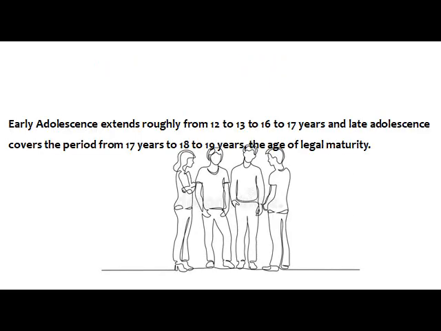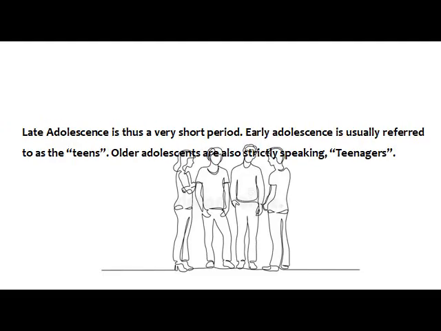Early adolescence extends roughly from 12 to 13 to 16 to 17 years, and late adolescence covers the period from 17 years to 18 to 19 years, the age of legal maturity. Late adolescence is thus a very short period. Early adolescence is usually referred to as the teens. Older adolescents are also, strictly speaking, teenagers.